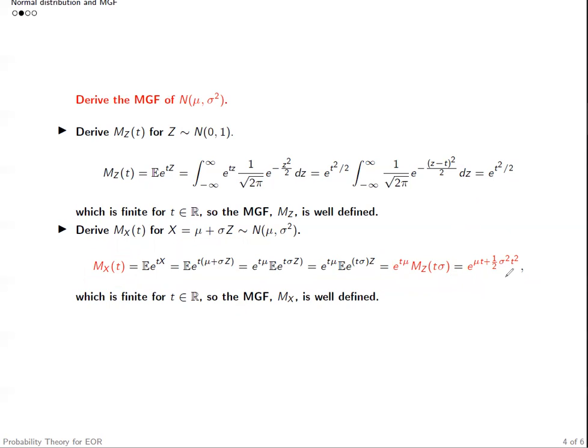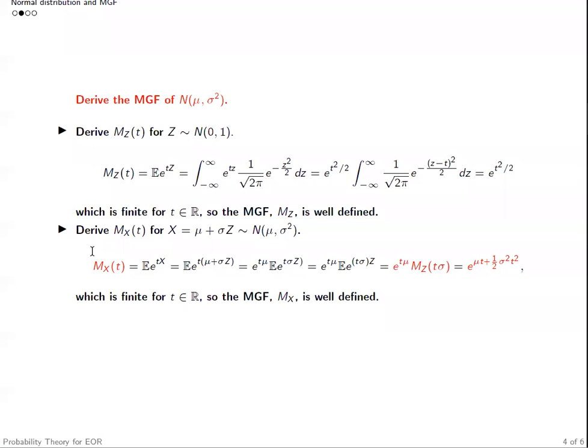So the moment generating function of x is an exponential function with argument mu t plus 1 over 2 times sigma square t square. Right? This is the moment generating function of x, which follows a general normal distribution. This moment generating function is also well defined since it takes finite values for all t on the real line. So M_x, the moment generating function of x, is also well defined.